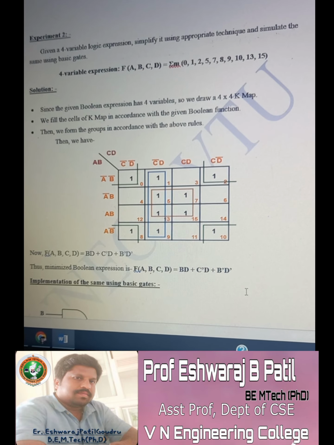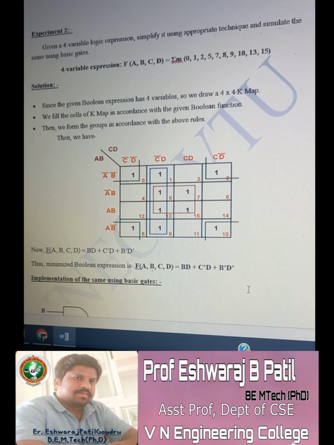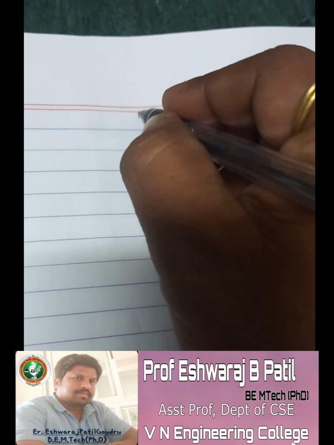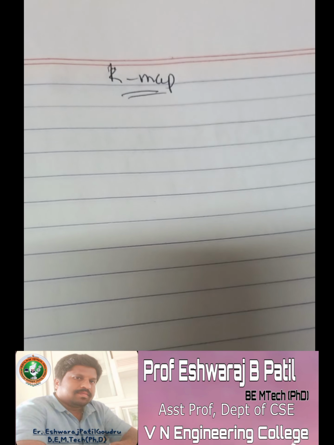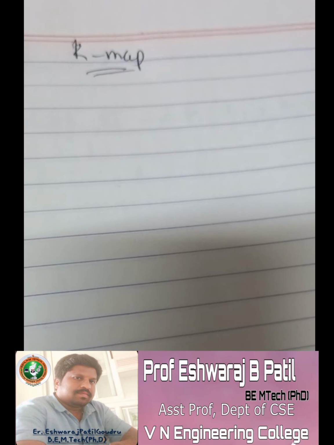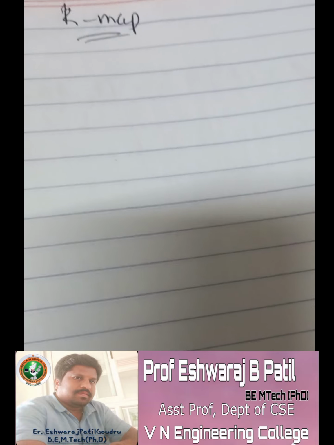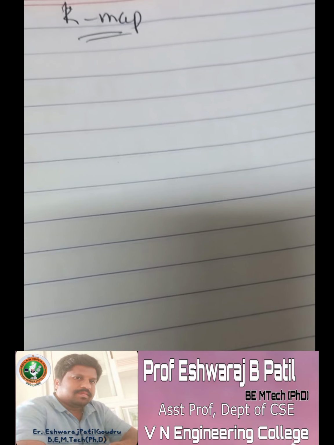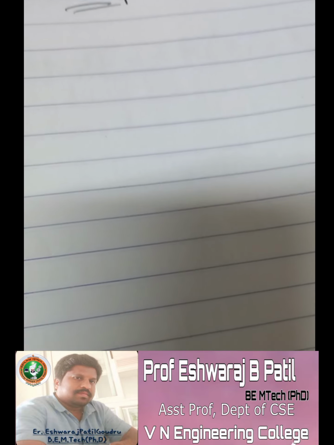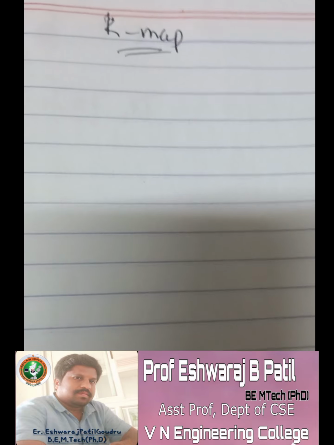First I'll be taking the 4-variable Boolean expression here. Let me show how to solve it with my writing. K-map. If I have more than 3 variables, then I'll go for the K-map. A Boolean expression having more than 3 variables is difficult to simplify with the Boolean postulates and theorems. Instead of going for the Boolean postulates and theorems, I'll go for the K-map.